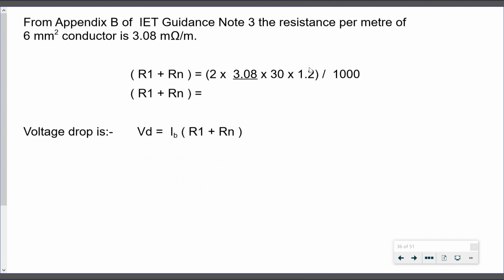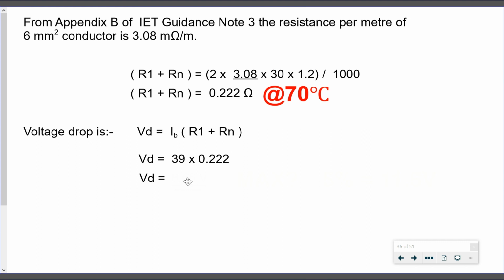Okay, so we take 2 times that 3.08 times the 30 meters in length times the 1.2 correction factor. Remember, it doesn't matter whether we do the correction factor here or here; it still works its way through, and that gives us an R1 plus Rn value, remember to divide it by 1,000 once we're finished, of 0.222 ohms. Now remember, we've corrected it for temperature, so that's now at 70 degrees C, so that's the cable running fully loaded. So we take that cable resistance for the R1 plus Rn, and we drop it into our volt drop calculation. Now in the example given, we've got a 39 amp load, and we multiply that by the 0.222 ohms.